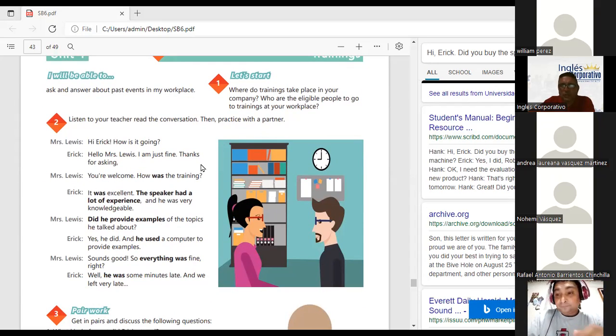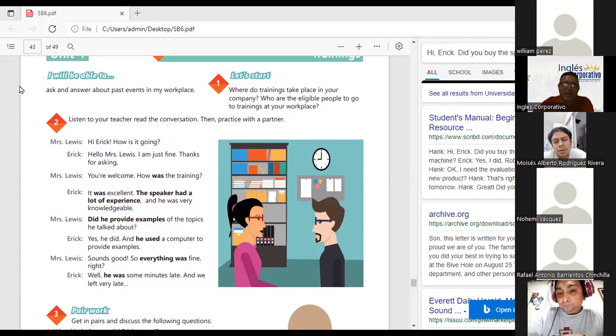What do you see in the picture? Two people. How many men? One man. How many ladies? One lady. What do you see in the background? Library. Okay, a bookshelf. A clock. Bookshelf.